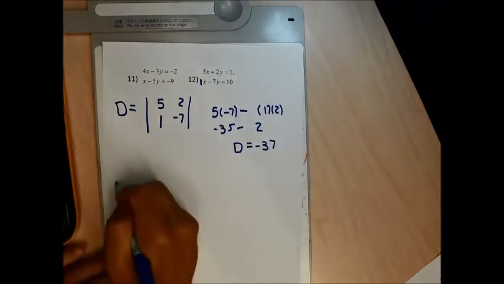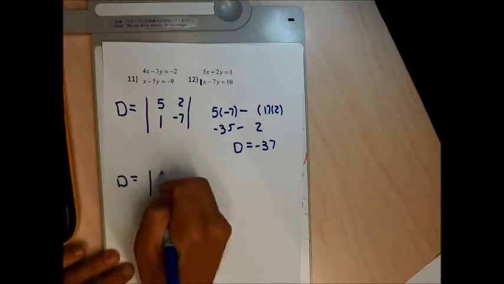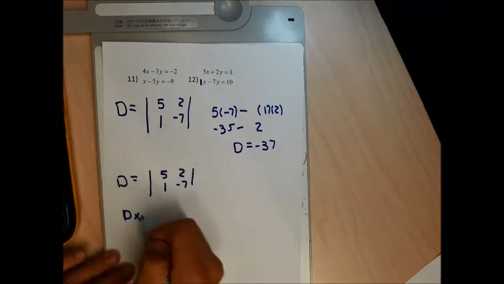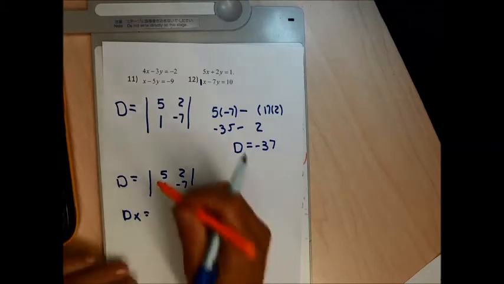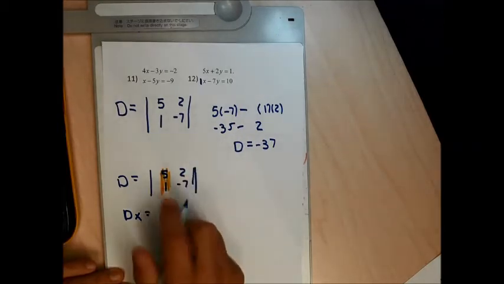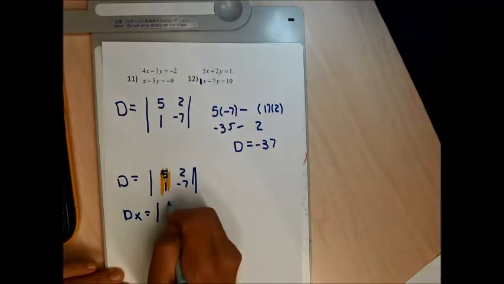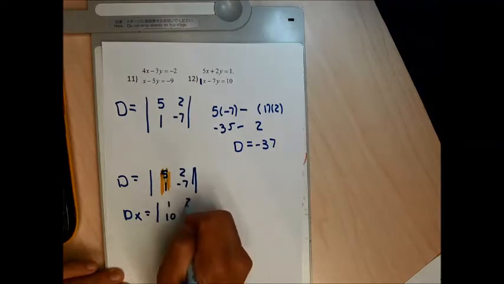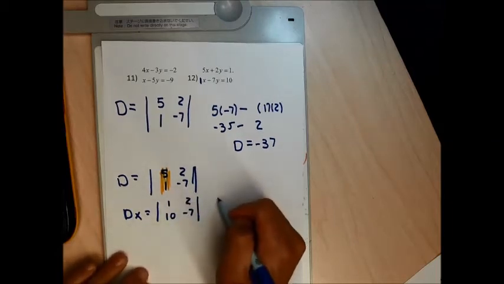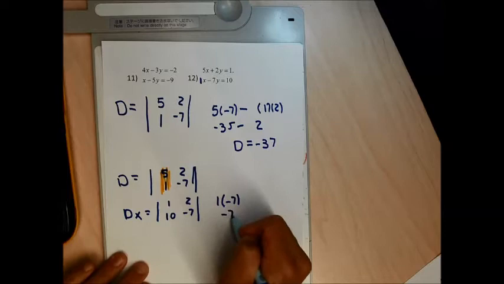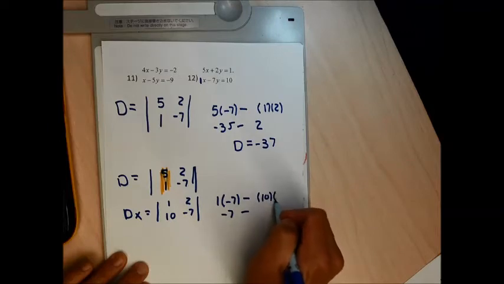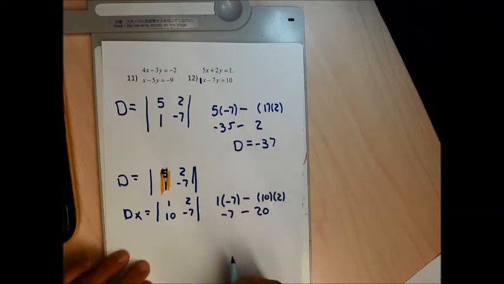To do D sub x, I look at the D determinant, which was 5, 1, 2, -7. I take the D determinant and change the first column to the numbers in the equal column. So I'm going to put a 1 and 10 in the first column, and I'm not going to change the second column. I cross multiply down and go 1 times -7 and get -7. The formula has a subtraction, and I'll multiply up and do 10 times 2, which is 20.